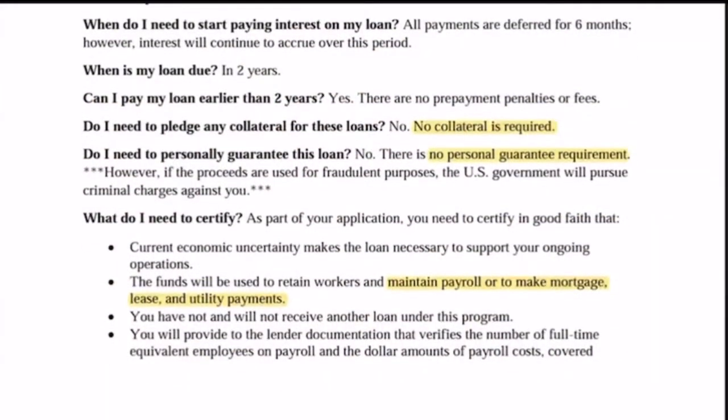Just wanted to scroll down and show you this section really quick, guys. No collateral is required, no personal guarantee is required. However, if the proceeds are used for fraudulent purposes, the U.S. government will go after you. Other than that, make sure to certify that you're using this money to maintain payroll or to make mortgage, lease, or utility payments. Now, I'm going to pull up the application here in just a second. If you want to find it again, remember, it's right down in the description below.